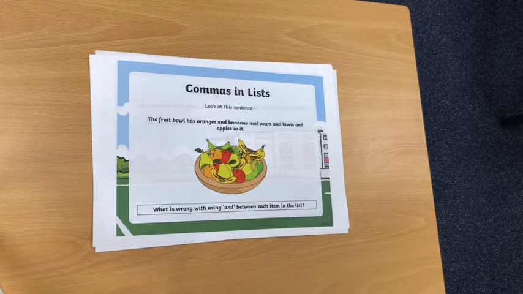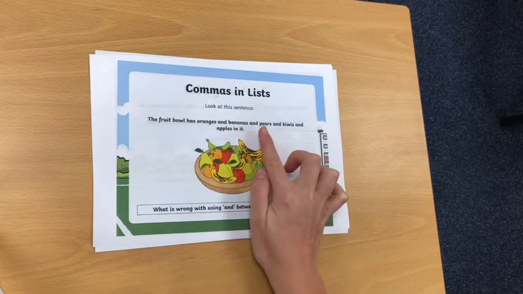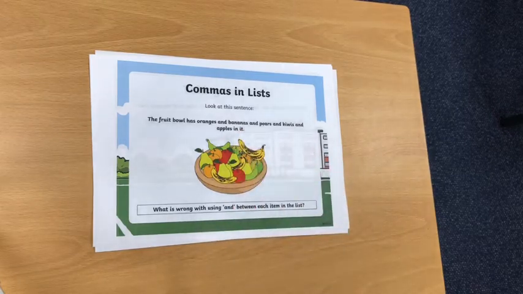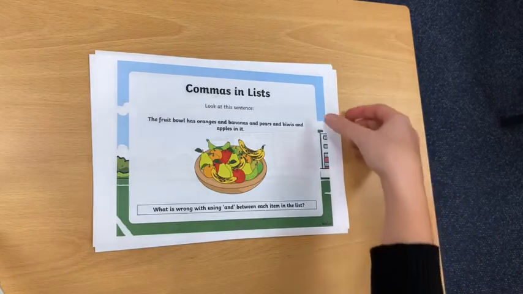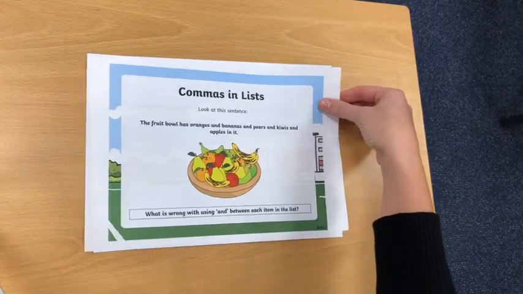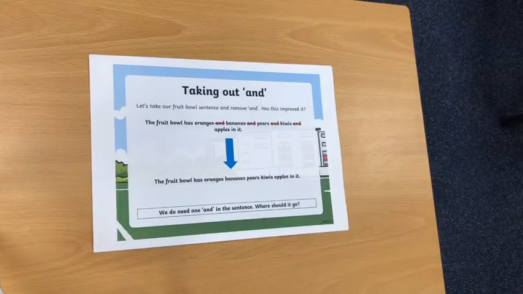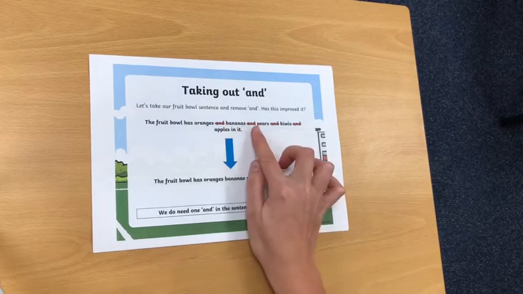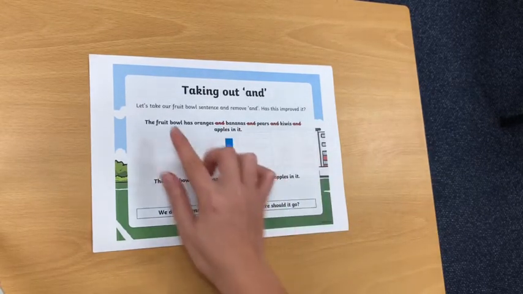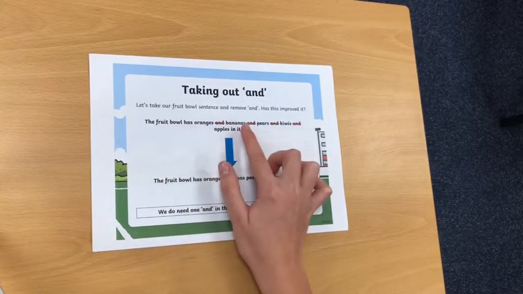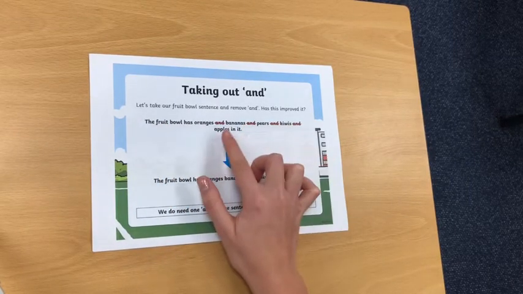So, in this sentence, we can see that and has been used lots of times. So that means it has been overused, it is repetitive, and it makes the sentence too long. So we're going to have a look at how we can make this sentence better. So what we need to do is we have got to take out the ands. So let's see if by taking out the ands, our sentence has been improved. The fruit bowl has oranges, bananas, pears, kiwis, apples in it.